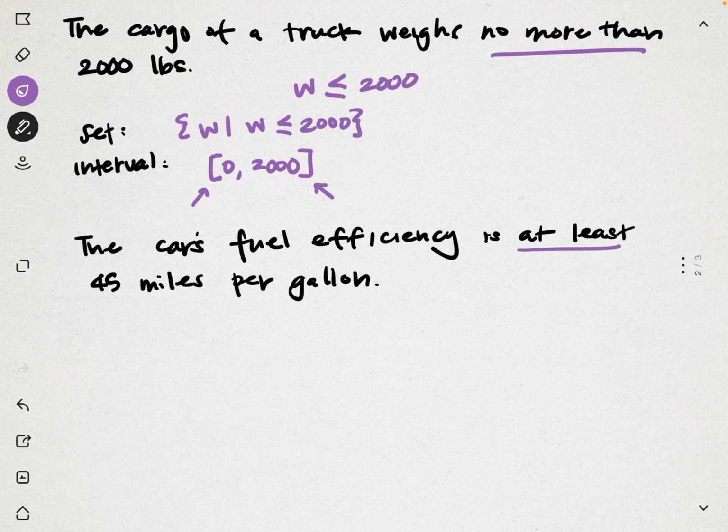At least is another tricky one because you think it's less than or equal to, but at least means that you could have that much or more, right? So let's say that the car is going to be greater than or equal to 45. We're just setting up an inequality so it's easier to write our set and interval. So set notation, we're going to say C such that C is greater than or equal to 45.